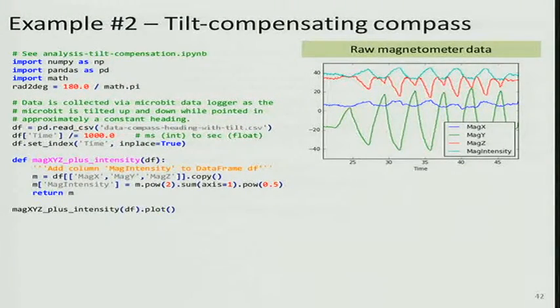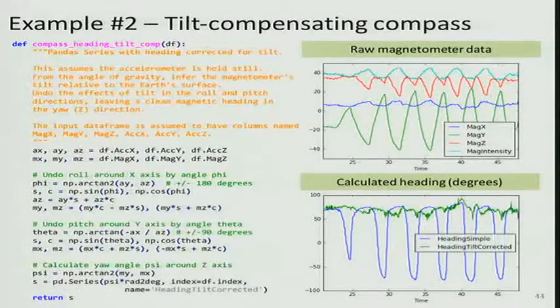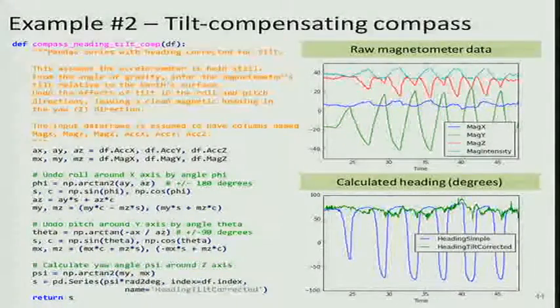So here's an example of using the same setup with the micro:bit for a compass. If we just use the plain magnetometer data and try to calculate the heading from that, the angles go all over the place. If we correct for the tilt of it with some basic trigonometry, then we can get estimates of the heading that are much better. So that's another use. I won't go into the correction here.